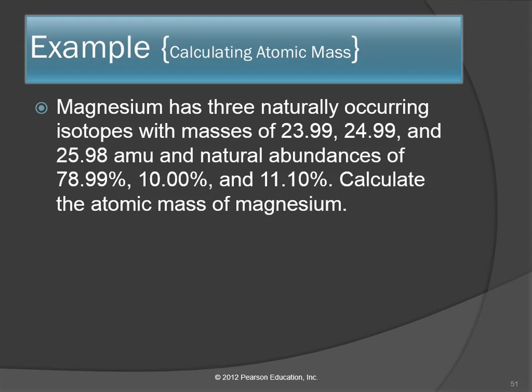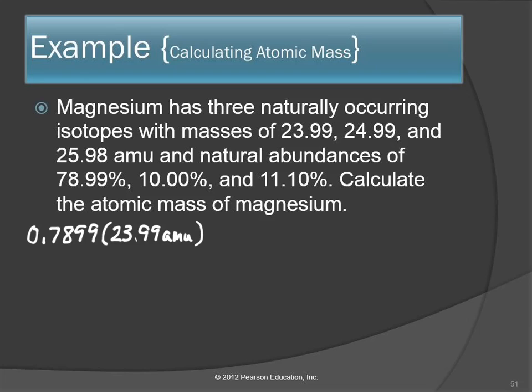Magnesium has 3 naturally occurring isotopes. These are the masses and the natural abundances: 78.99%, 10%, and 11.10%. Calculate the atomic mass of magnesium. So we're going to take the percentage of the first one and convert it to a fraction. So that's 0.7899. And we're going to multiply that by the mass of that one. These are listed in order, so that one's going to be 23.99 atomic mass units.